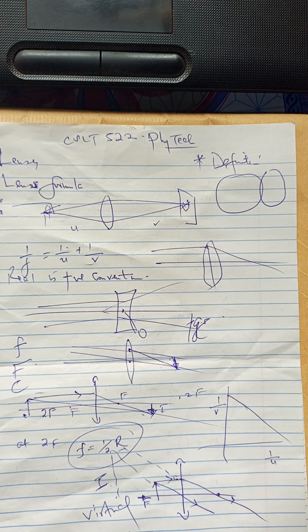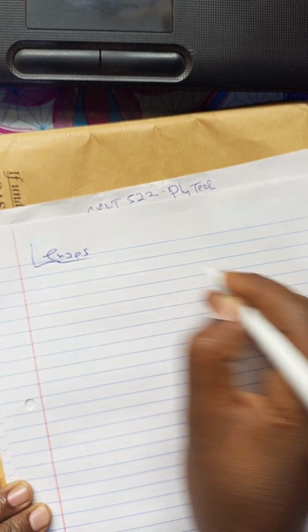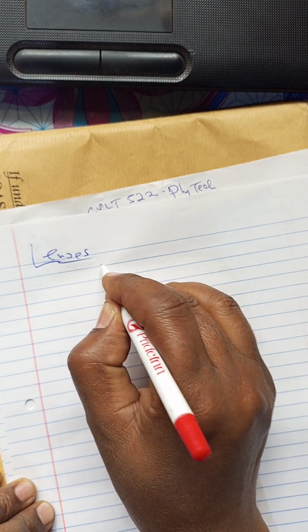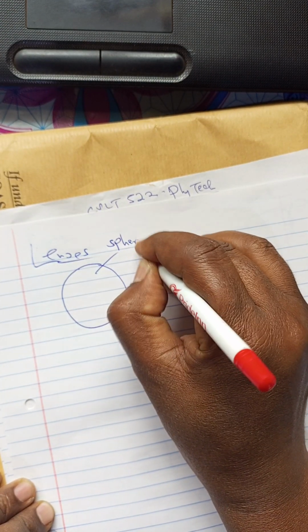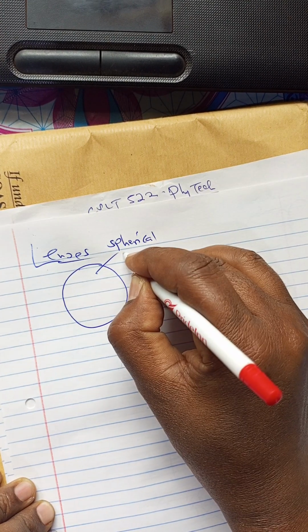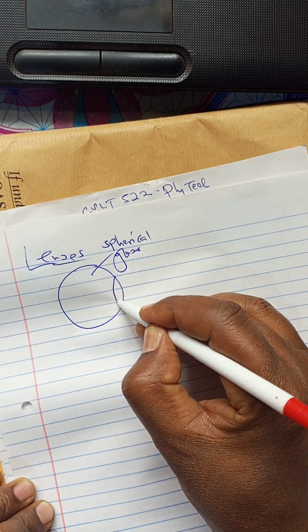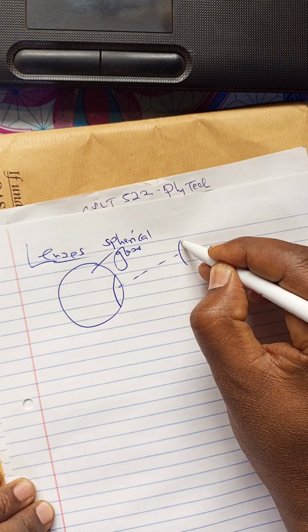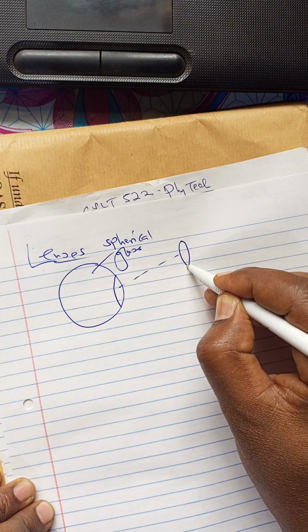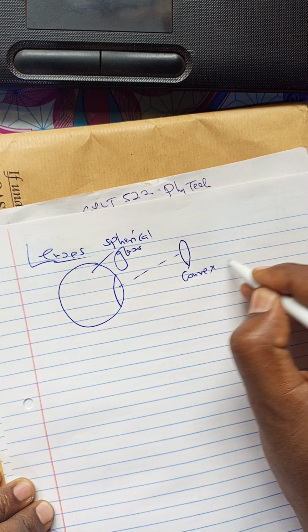Now the next bit was on lenses. In general, a lens is obtained from a spherical glass. Imagine a spherical glass. If you chop off one part of the glass like that, you would obtain a piece of glass that resembles that shape. Now that kind of lens, you call it a convex lens.